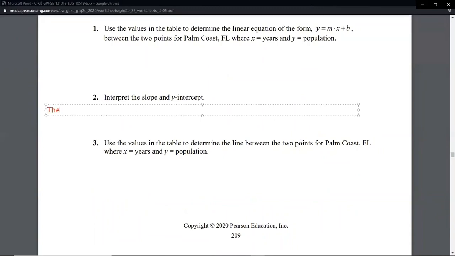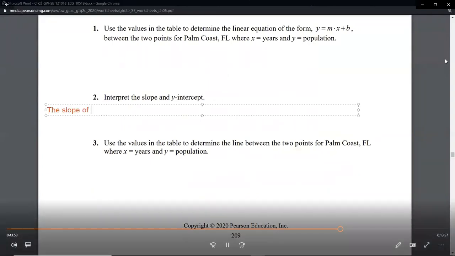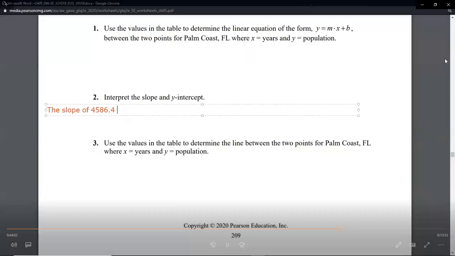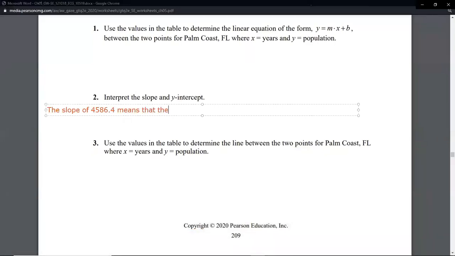All right, so the slope is 4,586.4. I just want to write that down so you see it again. It means that the population is increasing, because it's positive, by 4,586.4 people per year.